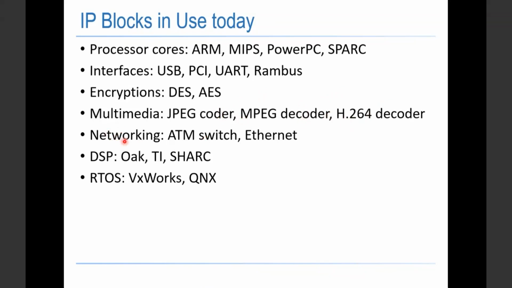For networking, we have the ATM switch and Ethernet. For DSP, you can pick whether you're going to use TI or SHARP. And next, if you're going to have a real-time operating system, you can choose these blocks here, VxWorks or QNX. So these are the IP blocks that are commonly used in today's SoC, system on chips.